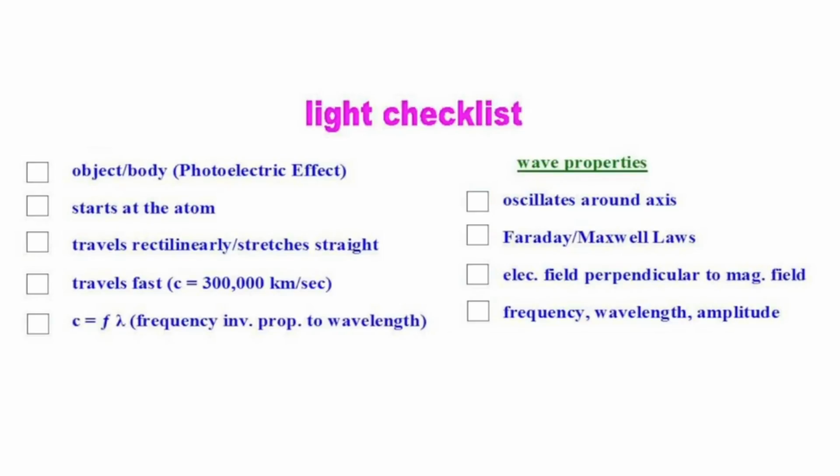Okay, it's travel. Whatever we propose for light has to travel rectilinearly, or in my case, stretches straight. It has to travel very fast, and you have to show why it travels at 300,000 kilometers per second, why it's a constant, and it has to meet all the wave properties. It should oscillate around an axis, because that's what the electromagnetic wave, the transverse wave does. Faraday-Maxwell laws, the magnetic field generates the electric field and vice versa. They both travel perpendicular to each other. And then it has to have the features that include frequency, wavelength, and amplitude.